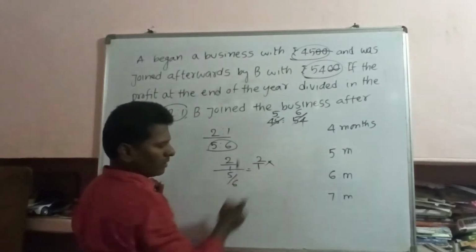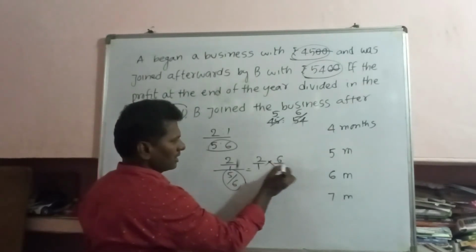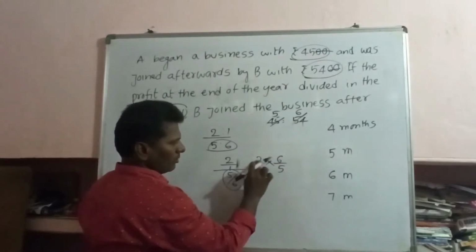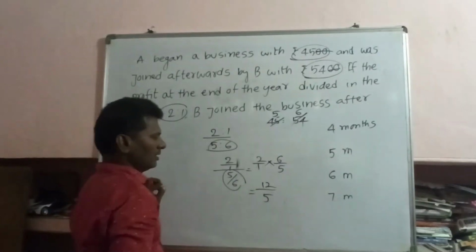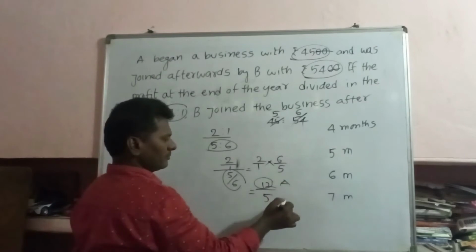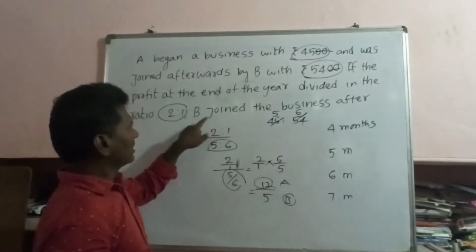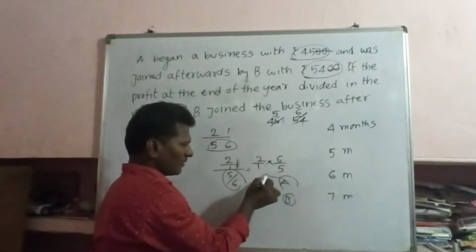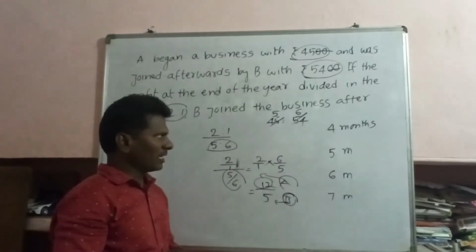2/1, write as is. 5/6, write in reverse order: 6/5. 2 6s are 12, 5 1s are 5. So this is A's time and this is B's time. Here A did business for 12 months, and B did the business for 5 months.